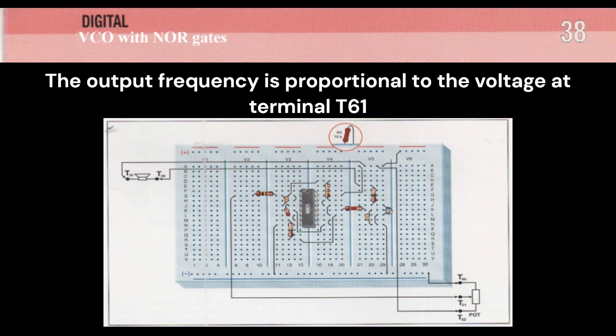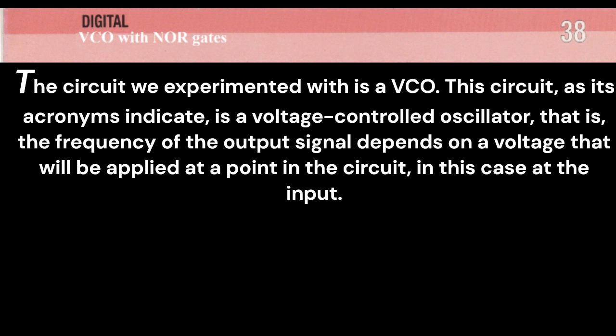The output frequency is proportional to the voltage at terminal T61. The circuit we experimented with is a VCO. This circuit, as its acronym indicates, is a voltage-controlled oscillator, that is, the frequency of the output signal depends on a voltage that will be applied at a point in the circuit, in this case at the input.